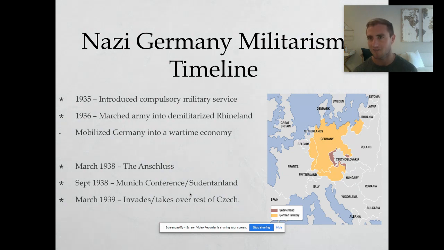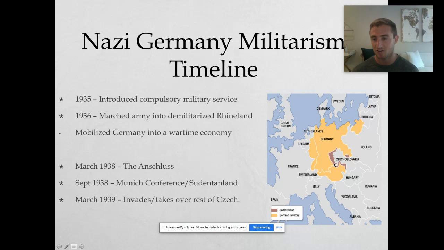Hitler is going to introduce compulsory military service. That means a draft. He starts drafting people into the army, which of course was forbidden by the Treaty of Versailles. He's going to march into the demilitarized Rhineland area, which was illegal pursuant to the Treaty of Versailles. He gets the country completely mobilized in a wartime economy, building tanks, building planes. Then in 1938, the Anschluss moves into Austria and absorbs Austria into Germany.